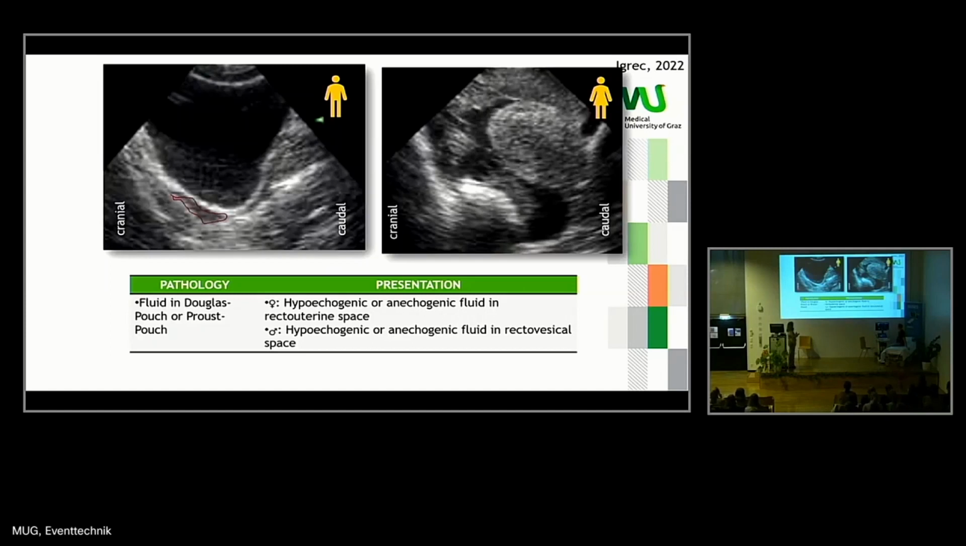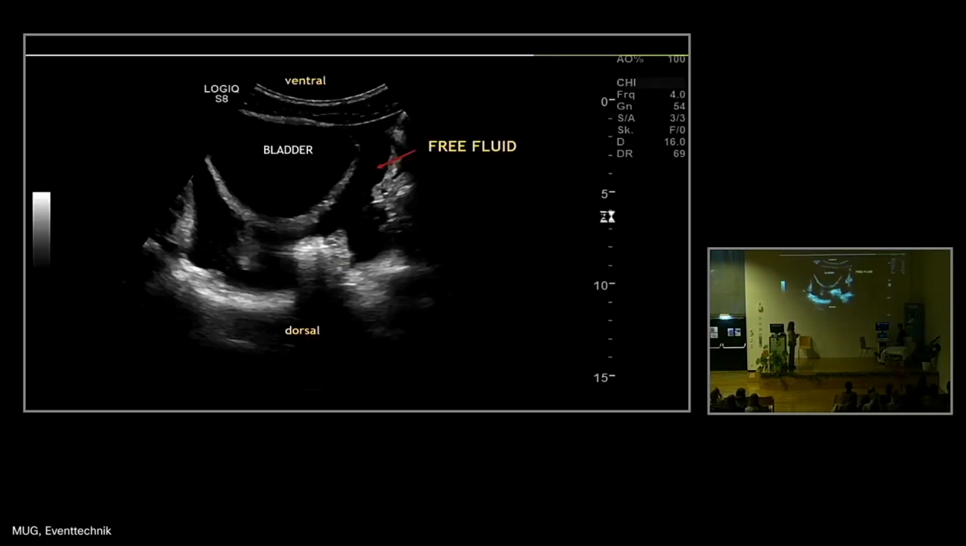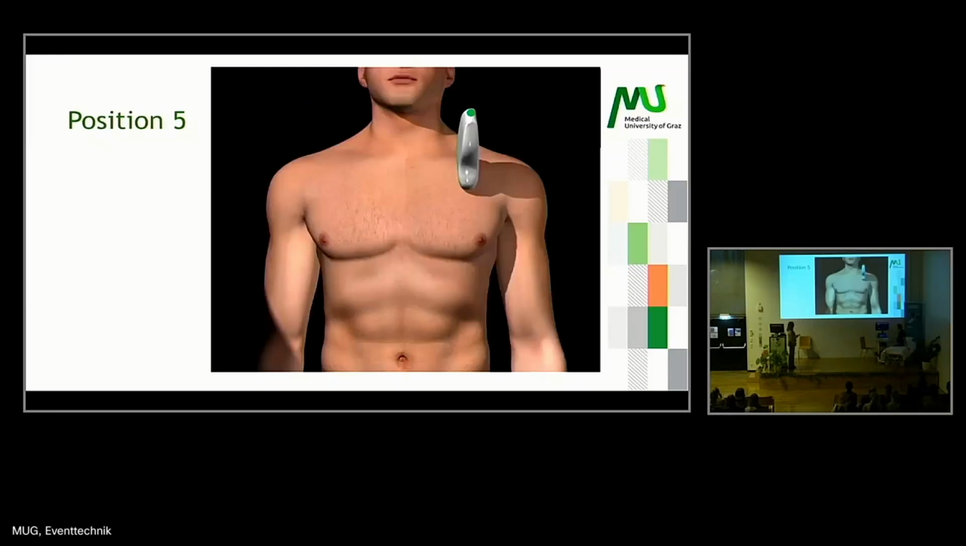So here is fluid in the prostate pouch and a big amount of heterogeneous fluid in the Douglas pouch. Free fluid in transversal view, so ventral, dorsal, and here is the bladder wall, here is the bladder, and everything here is free fluid. Position 5, or this part of the eFAST examination.